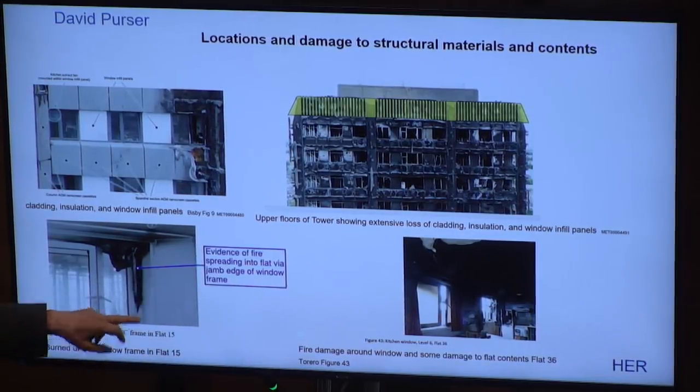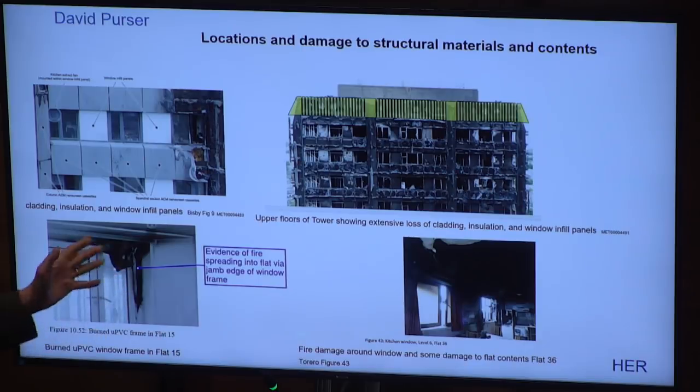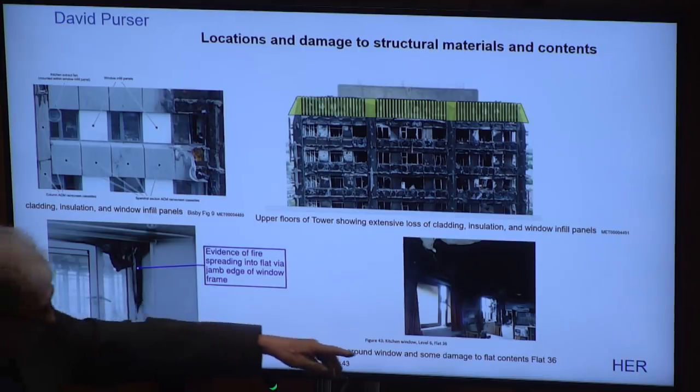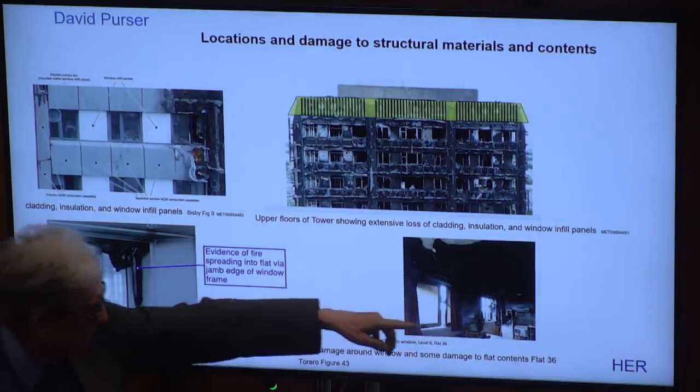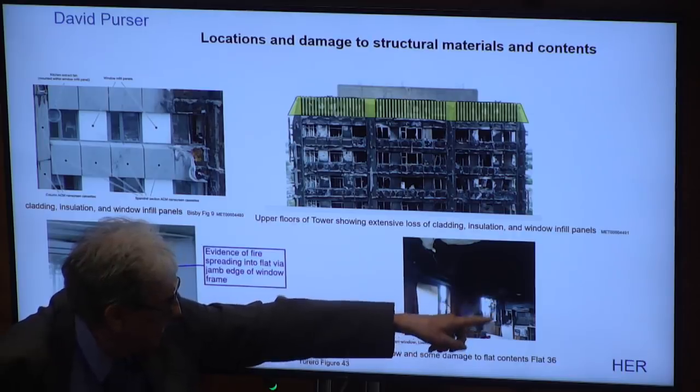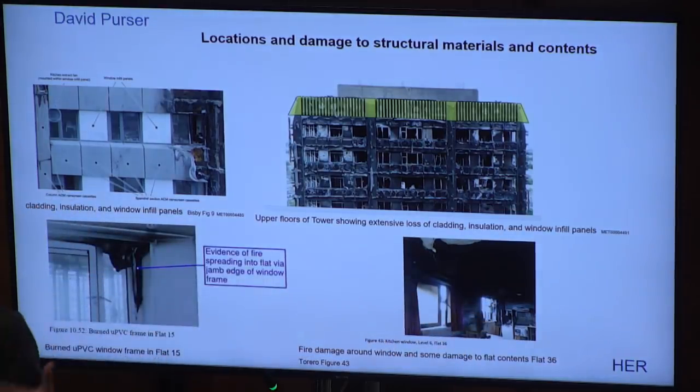Then inside the flat, we've got the PVC surround. And this illustration is from Dr. Lane's report, showing how the fire has come in around the window frame and has started to decompose this PVC. This is a fairly small amount involved. This was actually in flat 15, but I'm afraid you can't see it totally well. But this is from, I think, Bisby's report, or maybe it's Torero's, I forget, but it shows over there where some of this PVC has had much more destruction.